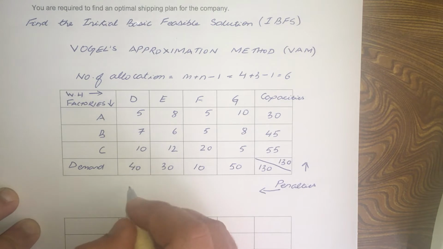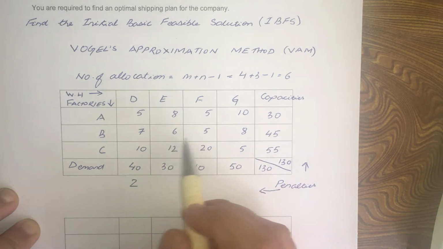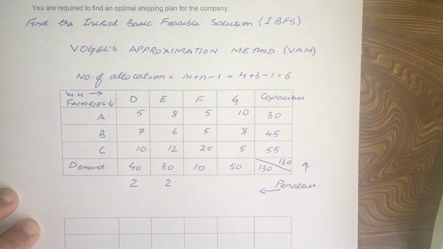So take the difference of these two. That is the penalty. So 7 minus 5 equal to 2. Here in E, the least cost is 6, second least cost is 8. So difference of these two again is 2.